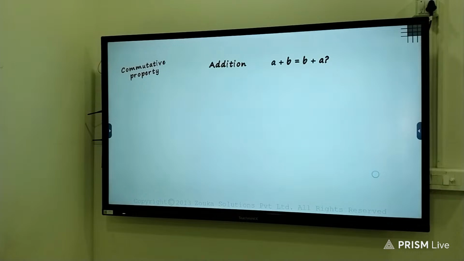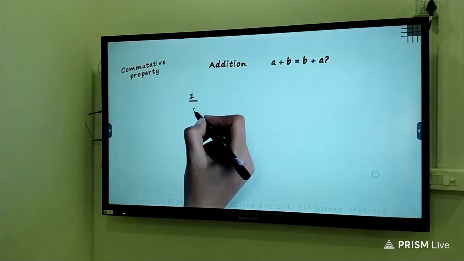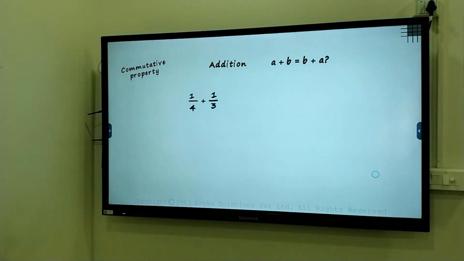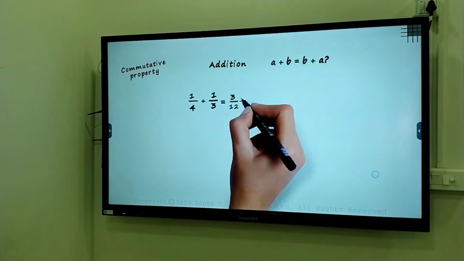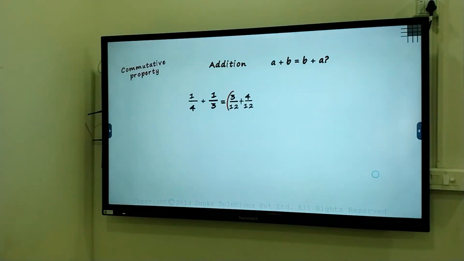Consider addition of two random rational numbers, 1 by 4 plus 1 by 3. The LCM of 4 and 3 is 12, so this can be written as 3 by 12 plus 4 by 12. This rational number is the equivalent of this one, and this rational number is the equivalent of this one. And adding both numbers, we get 7 by 12. This was A plus B.